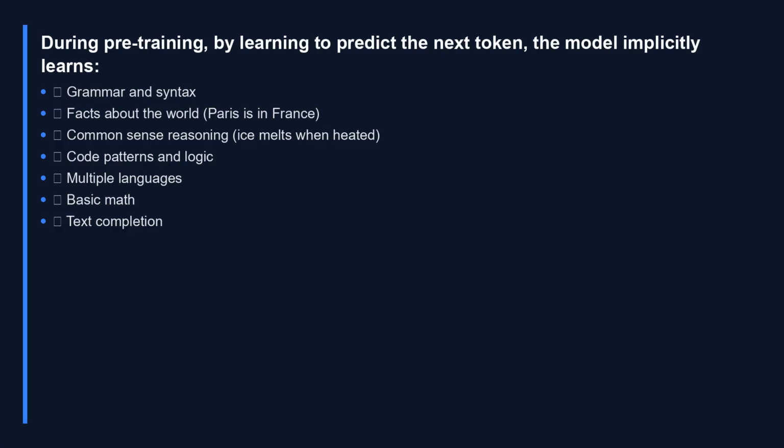By learning to predict the next token across all that data, the model implicitly acquires a remarkable range of capabilities it was never directly taught. Grammar and syntax. Facts about the world. Paris is the capital of France. Common sense. Ice melts when heated. Code patterns and logic. Multiple languages. Basic arithmetic. And the ability to complete text in context. None of this was explicitly labeled. It all emerged from the prediction objective applied at scale.